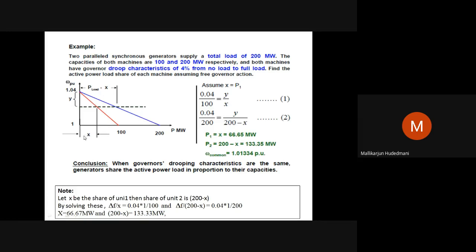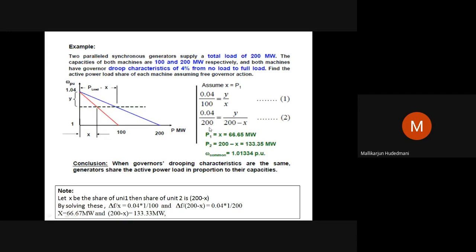Let's say x be the share of this. Simply draw one line. Mark the share of the first machine as x, and the remaining must be load minus x. And the diminished value of frequency from the no-load frequency 1.04 be some value y. Then from the ratio of these triangles I can write the group divided by capacity of the first machine equals y by x, the slope of this curve for the first machine.